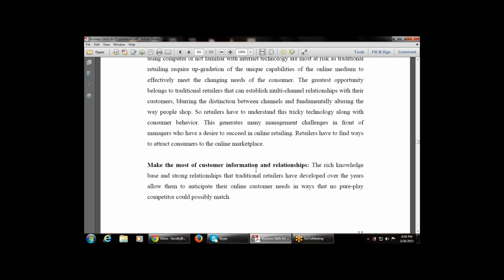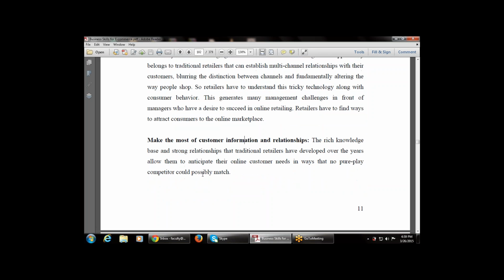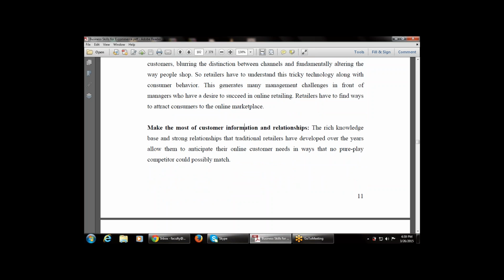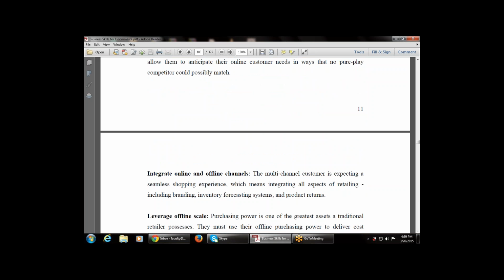The rich knowledge base and the strong relationships that traditional retailers have developed over the years allow them to anticipate their online customers' needs in a way that no pure-play competitor could possibly match. That is, making the most of customer information is a very difficult task in the managerial role.